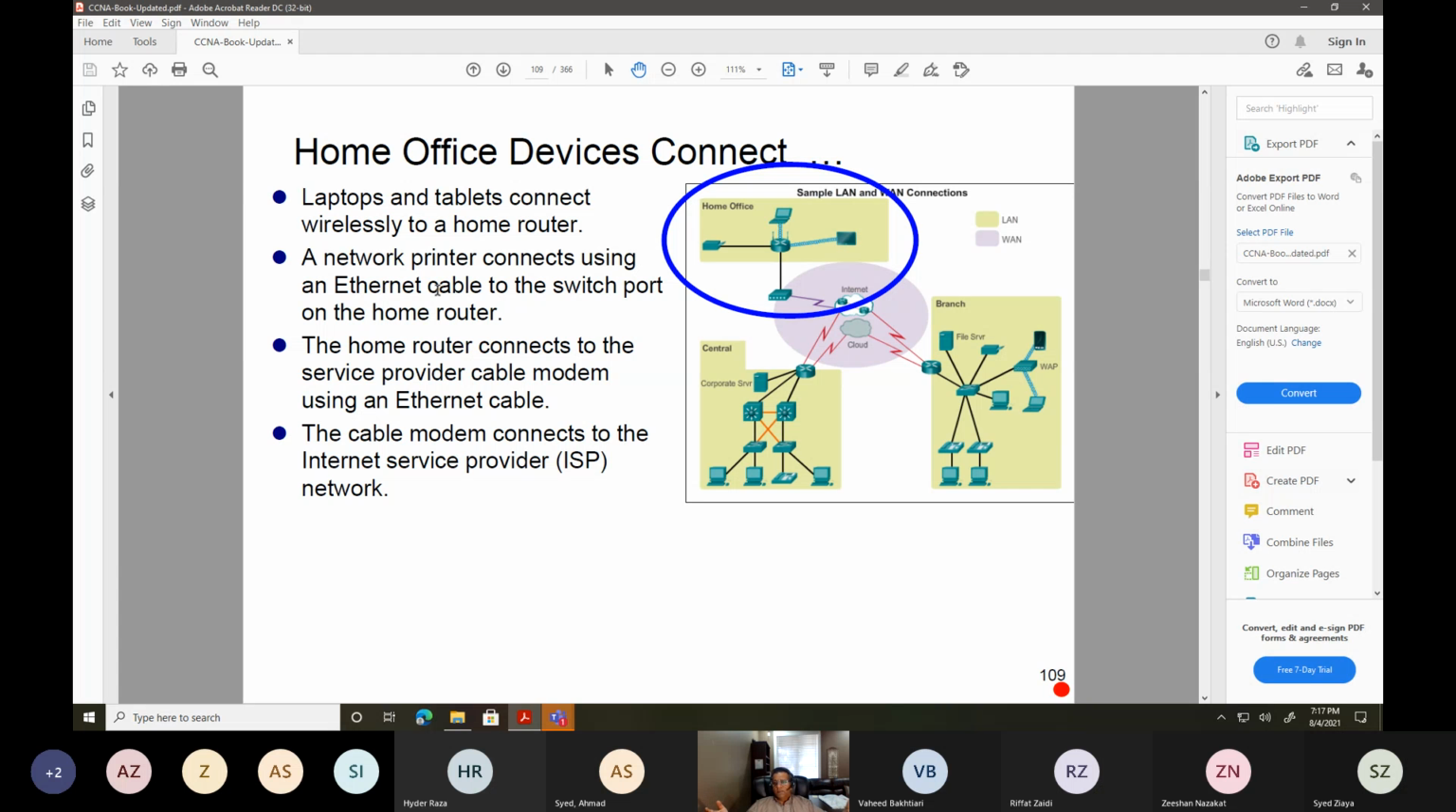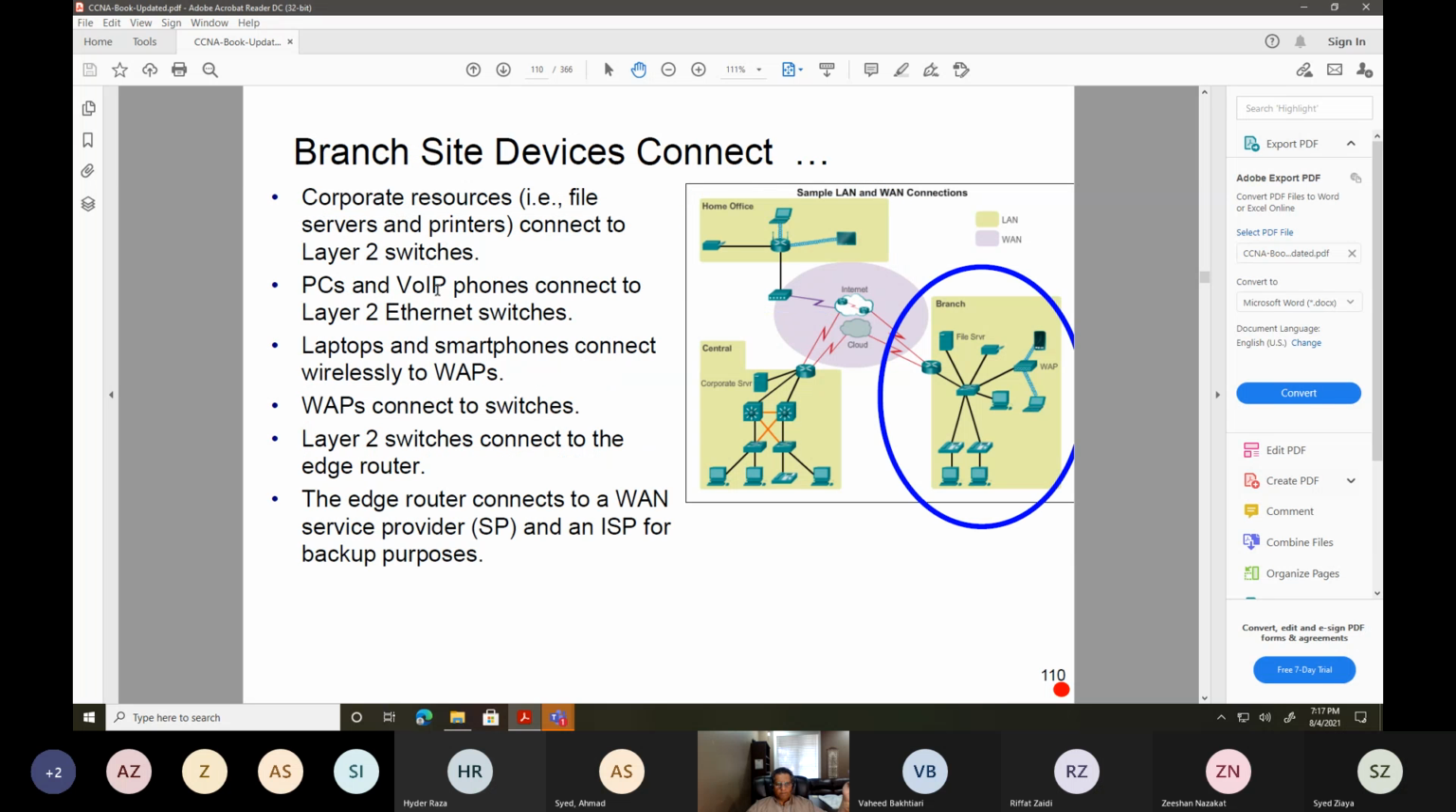If you look around in your home environment, your home device, as I said before, acts as a DHCP server, a wireless router, a switch, and your default gateway, and I'll explain the default gateway later on. So it does a lot of these things for you. At a branch site, corporate resources like file servers and printers connect to layer 2 switches, PCs and voice over IP phones connect to layer 3 switches, laptops, smartphones, and WAPs connect to switches, and the edge router connects to the ISP.